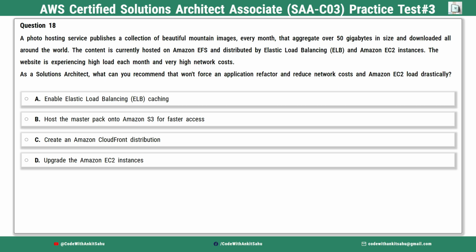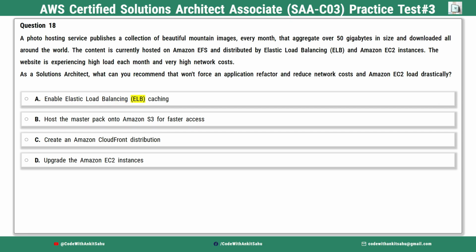Question 18. A photo hosting service publishes a collection of beautiful mountain images, every month, that aggregate over 50 gigabytes in size and are downloaded all around the world. The content is currently hosted on Amazon EFS and distributed by Elastic Load Balancing, ELB, and Amazon EC2 instances. The website is experiencing high load each month and very high network costs. As a solutions architect, what can you recommend that won't force an application refactor and reduce network costs and Amazon EC2 load drastically?